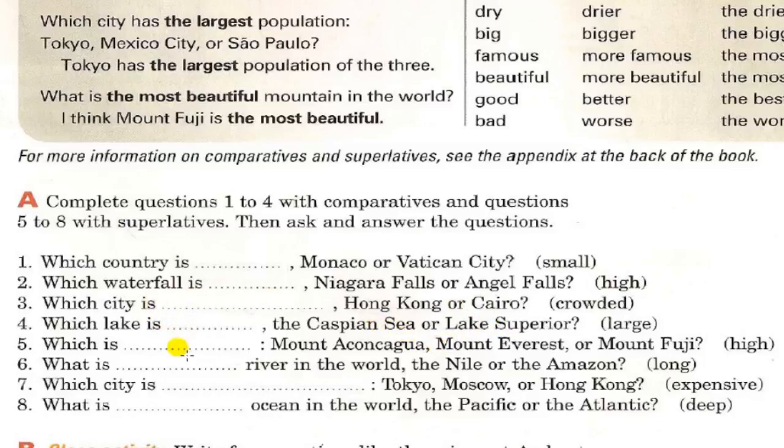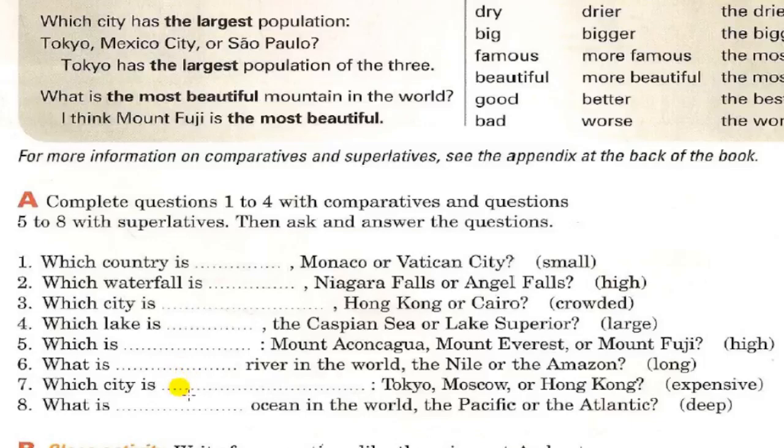5. Which is the highest? Mount means mountain, like Mount Everest. Mount Fuji. 6. What is the longest river in the world? The Nile or the Amazon?